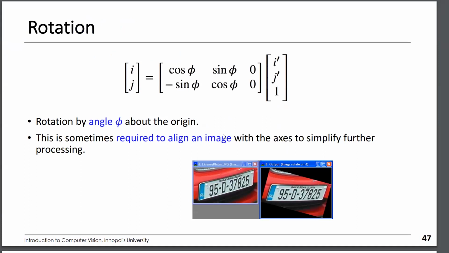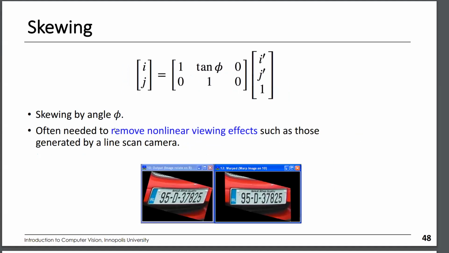Now, rotation is dependent on the angle theta. If you'd like to rotate by an angle theta, what you should do is basically multiply it with this. So this is your transformation. If you would like to do some skewing like this, what you should do is skewing by an angle of theta, 1, 1, and tan of theta.